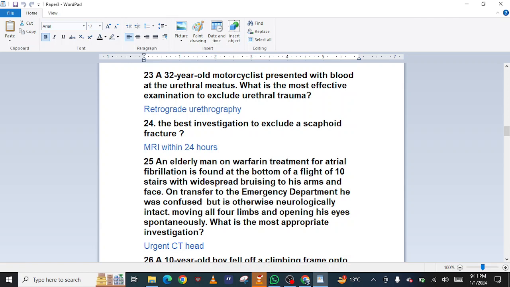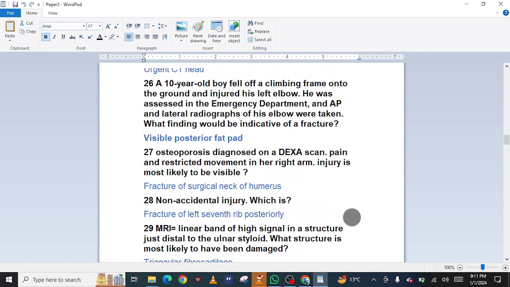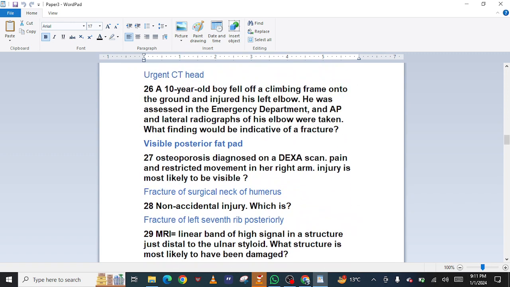On transfer to the emergency department he was confused but is otherwise neurologically intact, moving all 4 limbs and opening his eyes spontaneously. What is the most appropriate investigation? Urgent CT head.